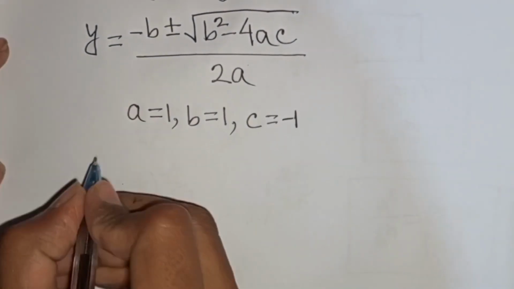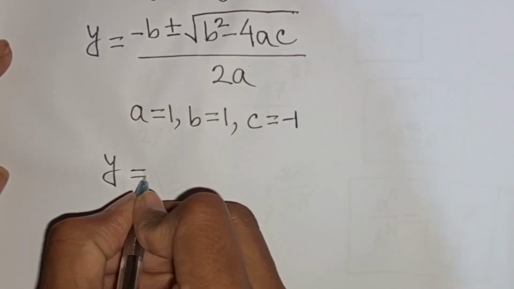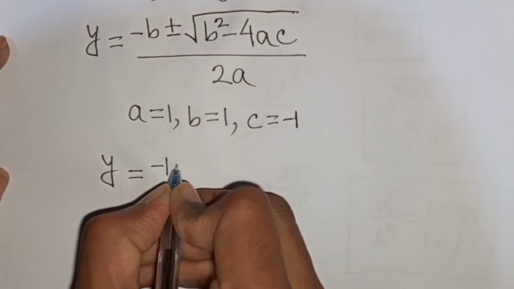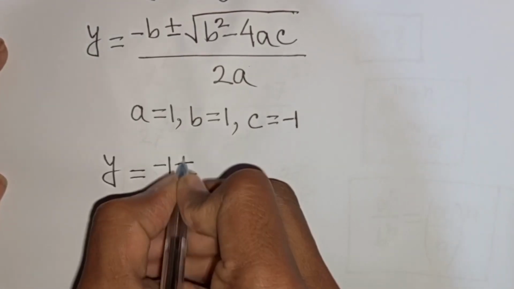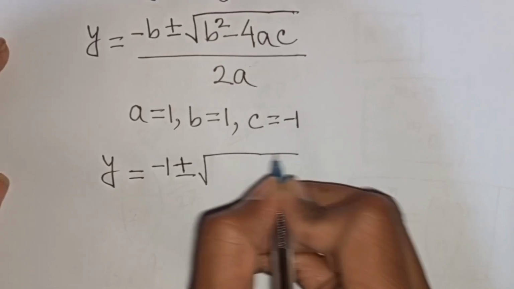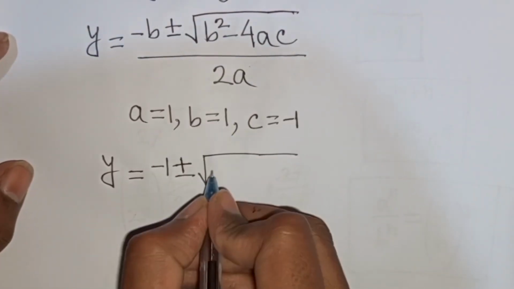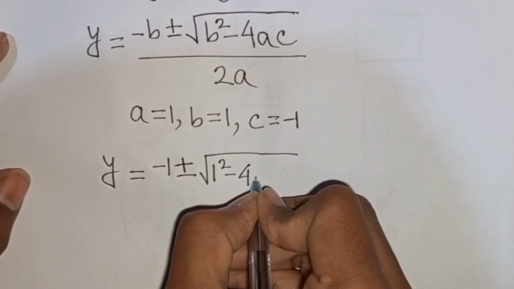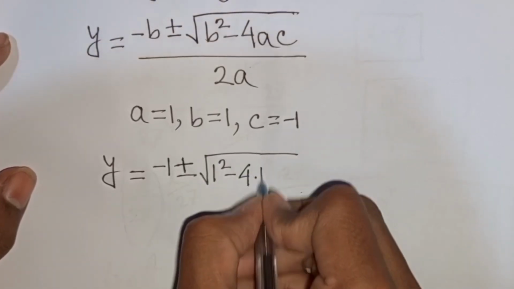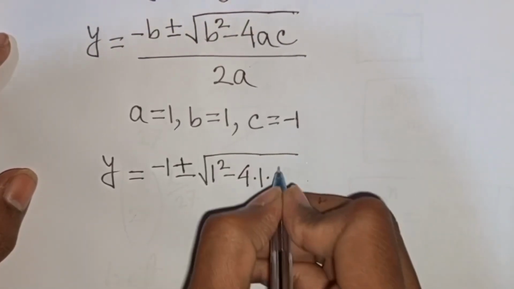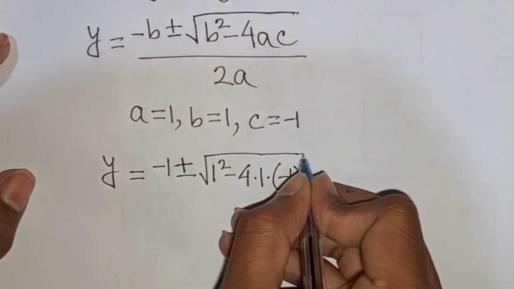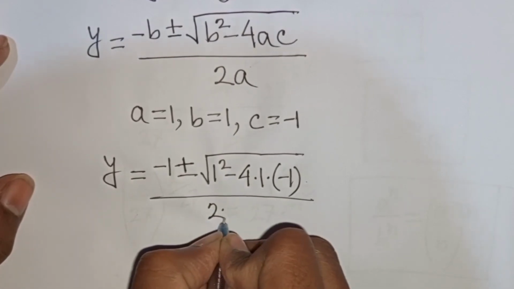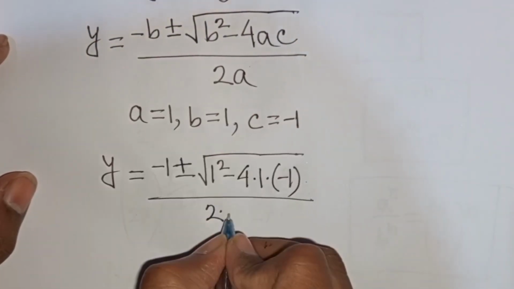Now we can write here y will be equal to minus b, that means 1, then plus or minus a square root of b square, that means it will be 1 square minus 4 times a, that means 1, times c, that means negative 1. So it will be bracket negative 1, then divided by 2 times a, that means 1.